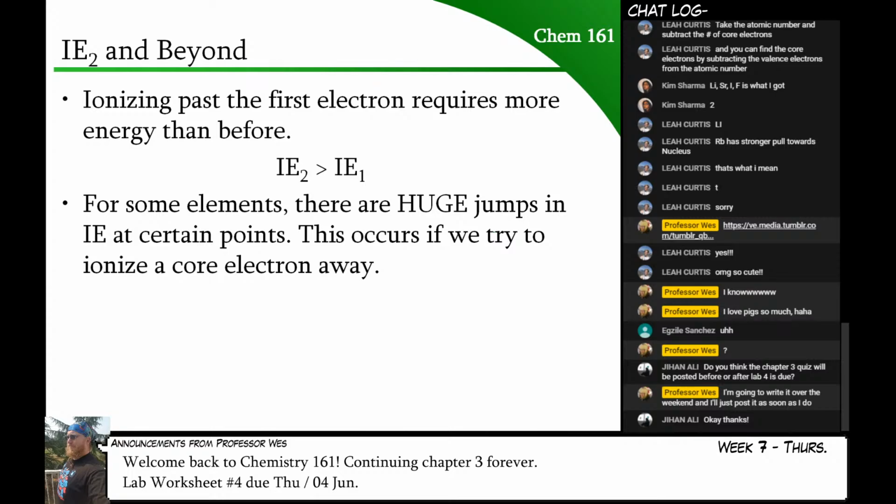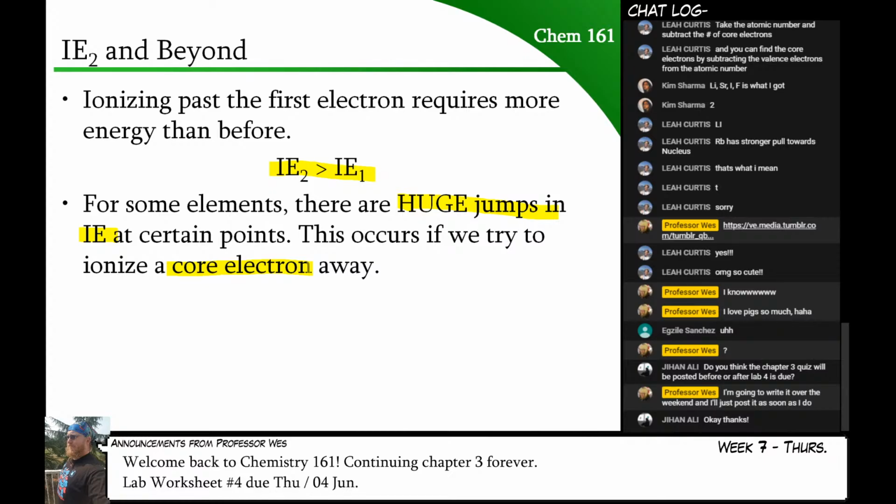And generally speaking, you can tell this by looking at ionization energies. The first thing that we want to note is that the second ionization energy is always larger than the first ionization energy. And now it might be a little larger, or it might be orders of magnitude larger. Now, what you're going to try and look for when you look at data are huge jumps in ionization energy. And this occurs if the electron that's being ionized was a core electron at the start.